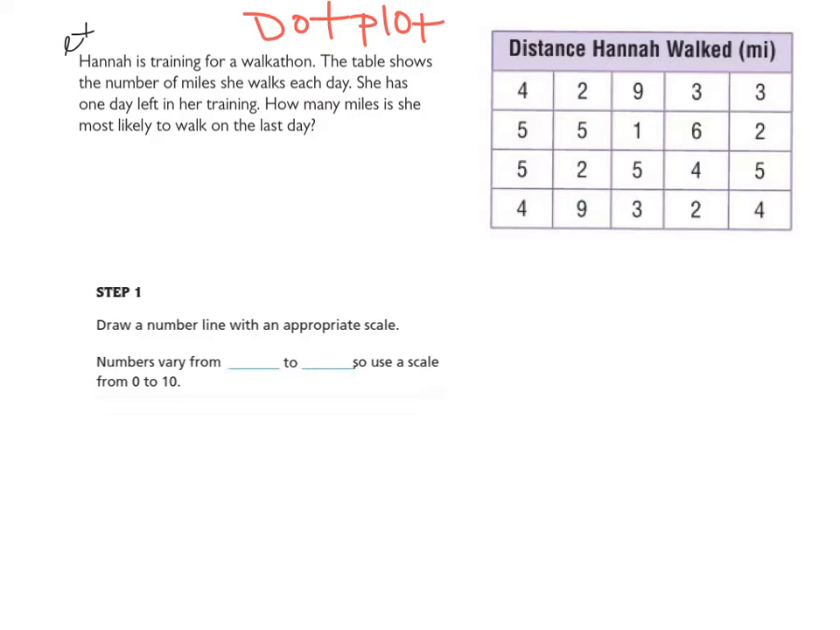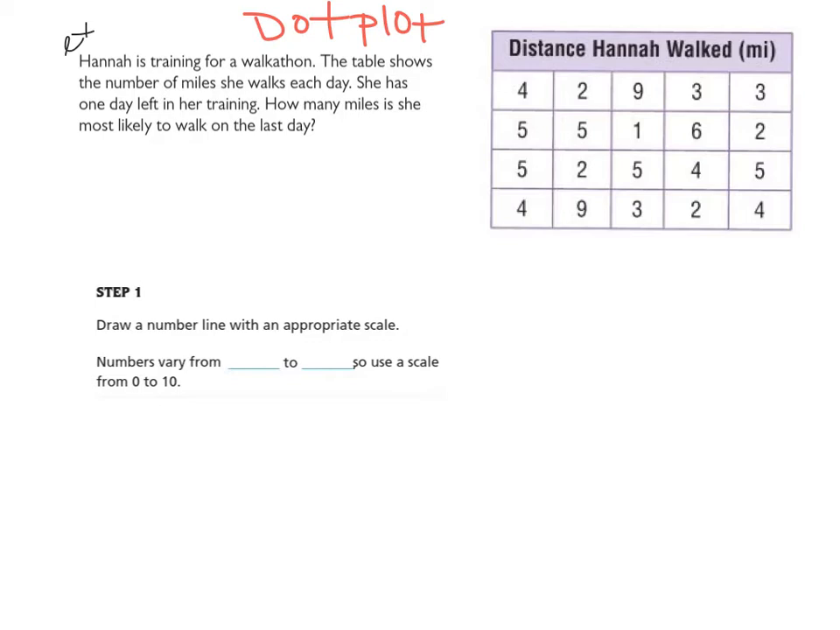So we have here a chart with a whole bunch of random data showing that on one day she walked 4 miles, on another day she walked 2, on another day she walked 9. They're not in order, they're just random. And it looks like we have 1, 2, 3, 4, 5, 6, 7, 8, 9, 10, 11, 12, 13, 14, 15, 16, 17, 18, 19, 20 days that she walked. She's on her last day, and we need to know what we think will be the most likely number of miles she walked on her last day.